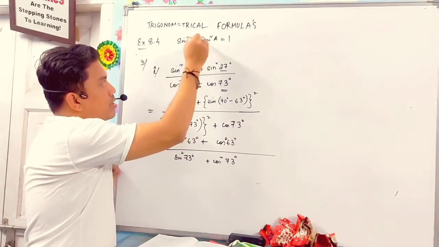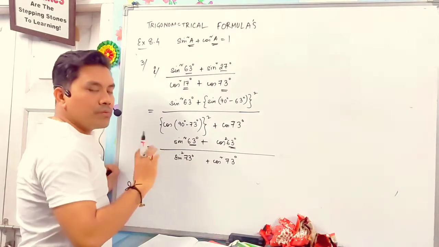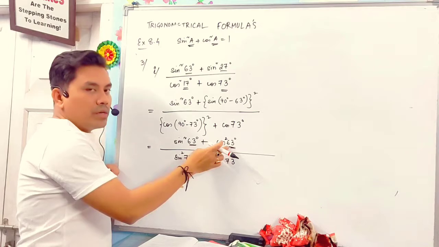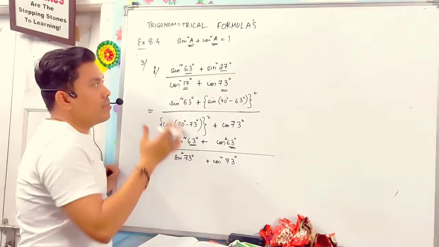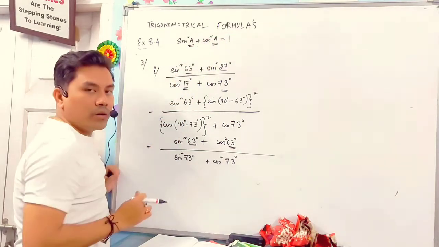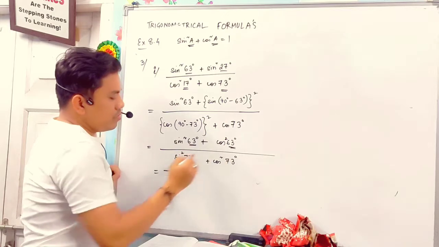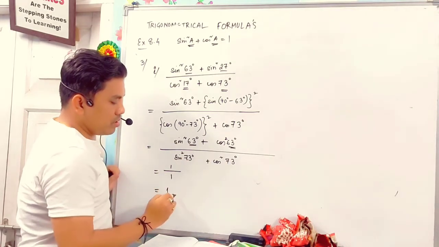See, all these two angles are same. Here also it is same, 63, 63. The angles must be same. If there is 63 in one and 73 in the other, then it will be wrong. It must be same. Then we can apply sin square a plus cos square a equal to 1. So in place of the numerator we can write 1, in place of denominator also we can write 1, and finally we got the answer as 1.